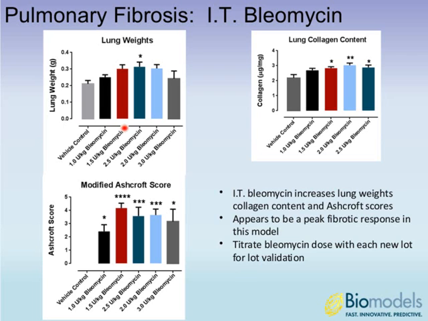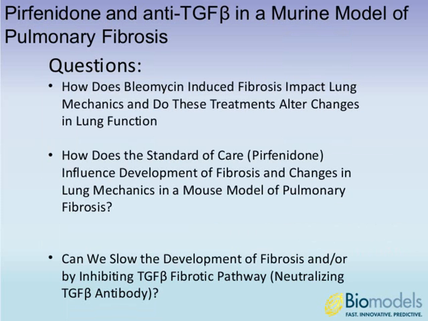And much like the LPS, at Biomodels, we will titrate bleomycin dose with each new lot that comes in for validation. So our next step, we wanted to look at pirfenidone and an anti-TGF-beta treatment in a mouse model of pulmonary fibrosis. So the first question was, how does bleomycin-induced fibrosis impact lung mechanics? And do these treatments alter changes in lung function? How does the standard of care, pirfenidone, influence development of fibrosis and changes in lung mechanics in a mouse model of fibrosis? And can we slow the development of fibrosis by inhibiting the TGF-beta fibrotic pathway?